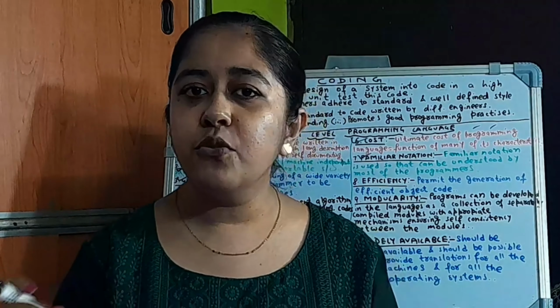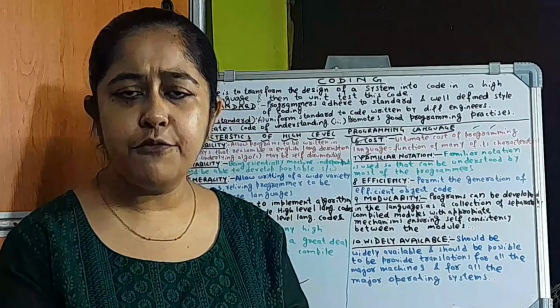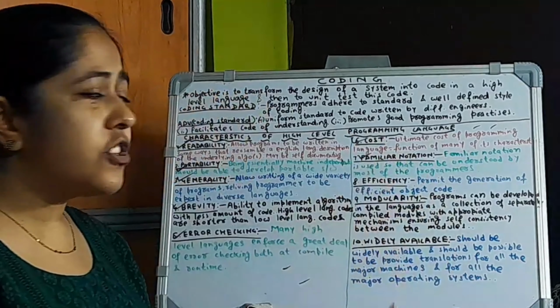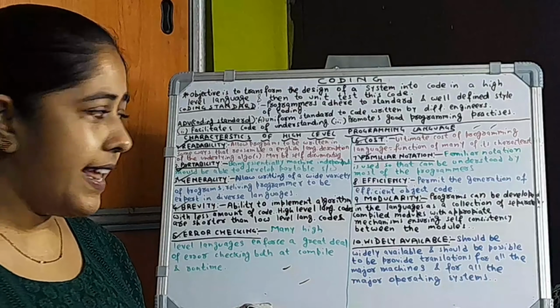If the familiar notation is not there, they cannot easily run that one. Maybe some error checking problem can come, maybe some running problem can come, anything can come. So familiar notation is very important, so that whosoever is checking, they can easily correct the problem. Any kind of failure or any kind of error if comes, they can easily deal with that one. So familiar notation is very important for a high level language.